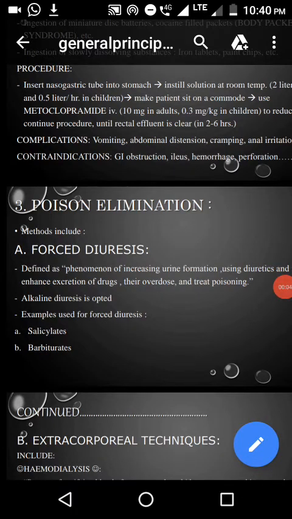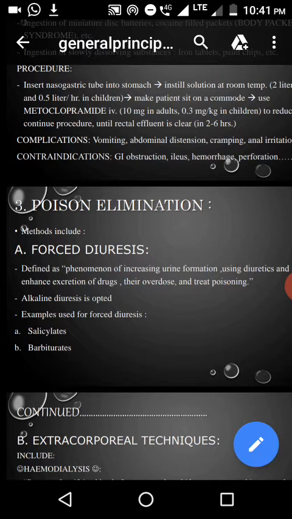This video is the continuation from the previous one, poison elimination. Okay, so how to eliminate the poisons? By giving diuretics. What is meant by diuretic? Diuretics are nothing but drugs which increase urine formation. So how are diuretics used in poison cases?